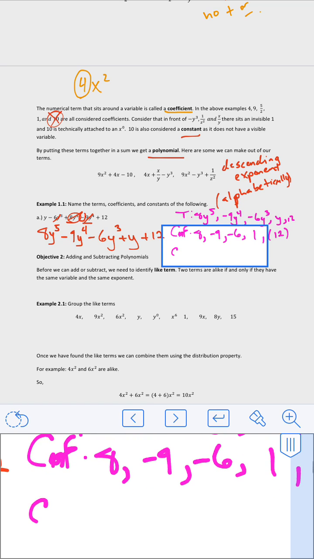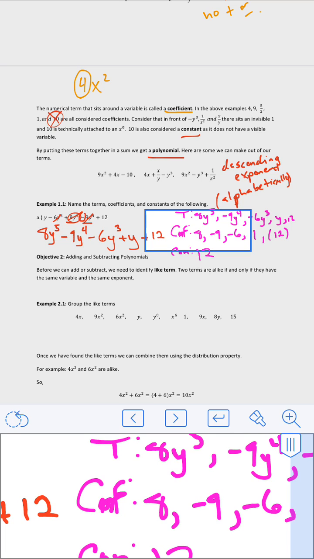And then last but not least, our constant is the one that does not have a visible variable, right? That constant thing that's being added, that constant thing that wouldn't change if we plugged in for y, that would be our 12. Okay? All right, cool. So we've got our terms, coefficients, and constants. That's the basic breakdown of polynomials.